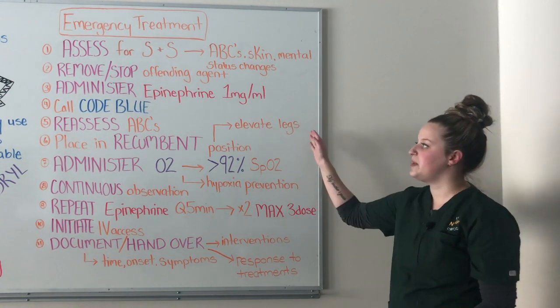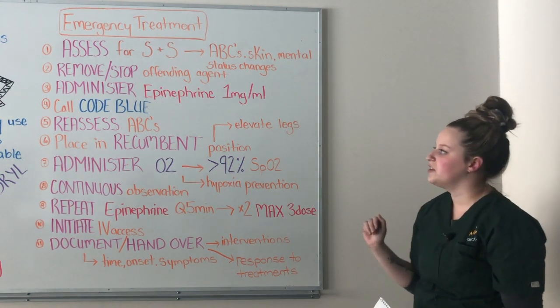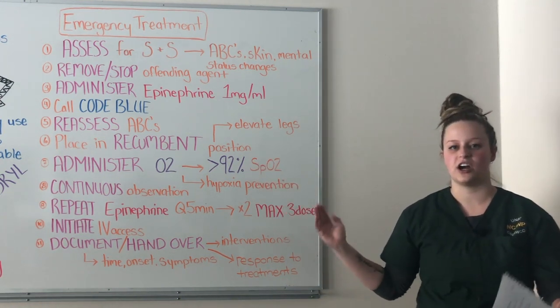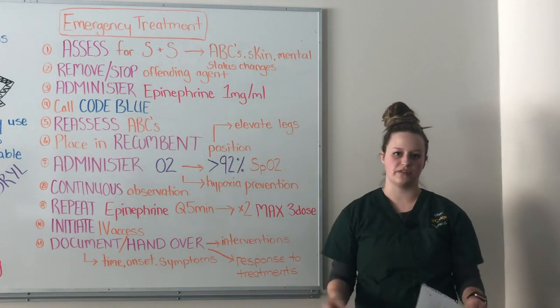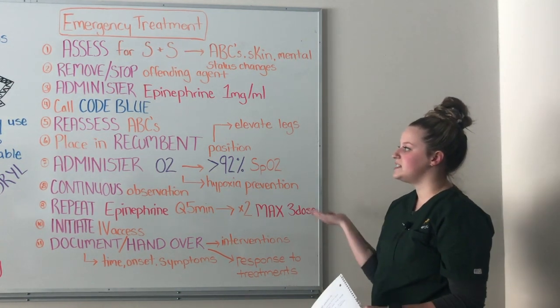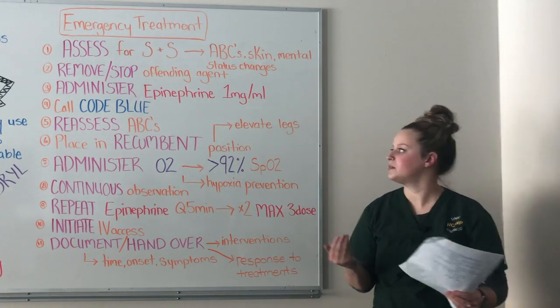After we give epi, we're going to call a code blue and get help. While code blue is on their way, we're reassessing the airway, breathing, and circulation. Are they still having symptoms? Did the epi help with tissue perfusion? We're checking the cap refills and such. Then we're going to move into placing the client into the recumbent position and we're going to elevate the legs, okay?